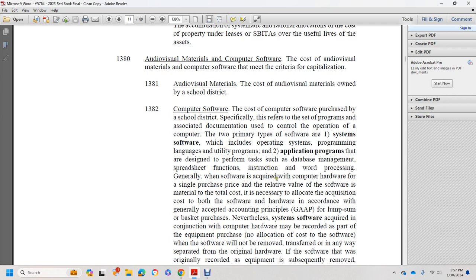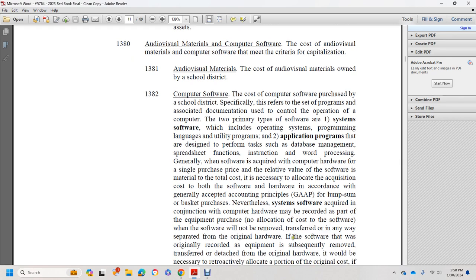Generally, when software is acquired with the computer hardware for a single purchase price, the relative value of the software and the total cost are allocated with the acquisition cost of both software and hardware, in accordance with generally accepted accounting principles, as a lump sum or basket purchase. System software required in conjunction with the computer hardware may be recorded as part of the equipment purchase with no allocation of the cost to software.